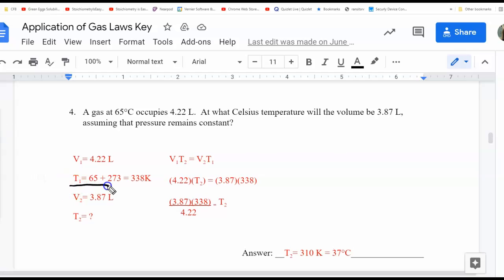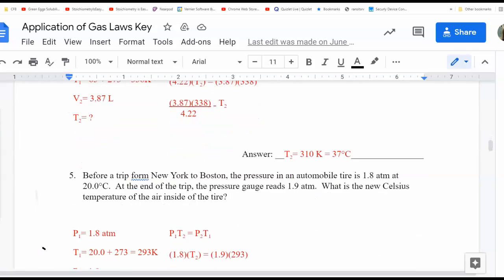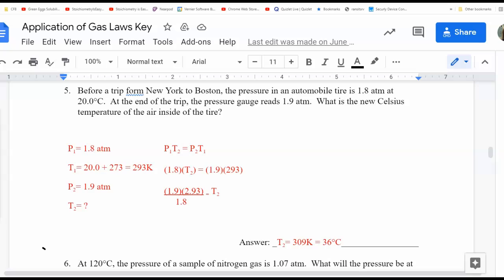We had to make sure that we were working in Kelvin, and we had to solve for Kelvin, but this is asking for a Celsius temperature, and if you got this wrong, it's because you did not convert back to Celsius. So you do have to remember to do that part for that particular one. All right, so our next one, number 5, things are slightly different now.